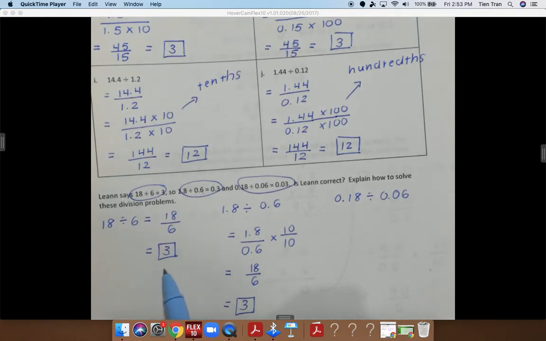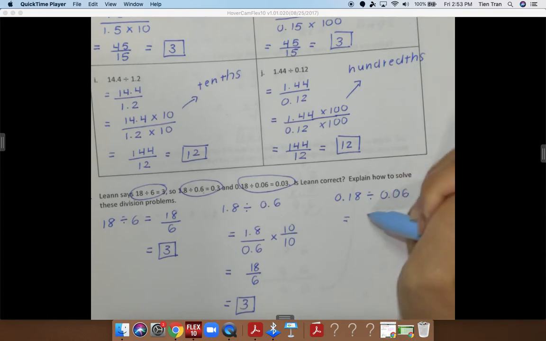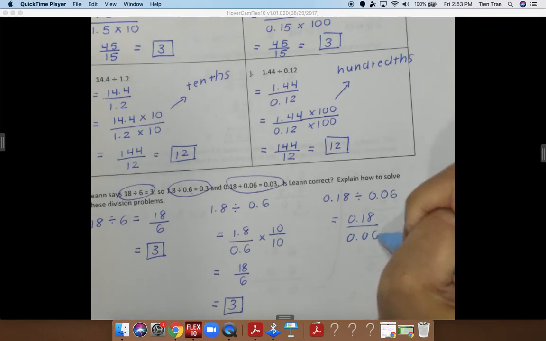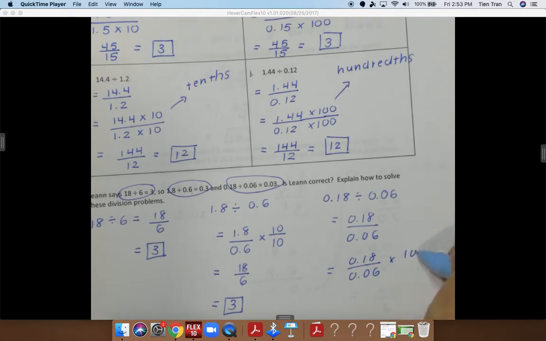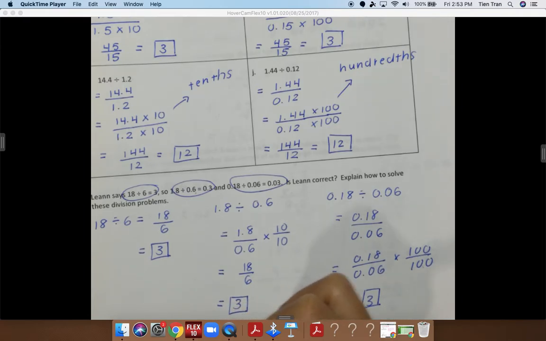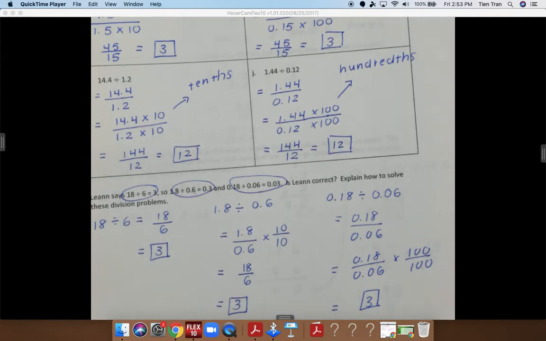18 divided by 6 is equal to 3. And when I have 18 tenths divided by 6 tenths, I'm going to multiply it times 10. 18 divided by 6 is still equal to 3. And when I have 18 hundredths divided by 6 hundredths, and I'm going to multiply that times 100, I am still going to get 3 as my answer. So she is incorrect, because the answer we are getting is a whole number.